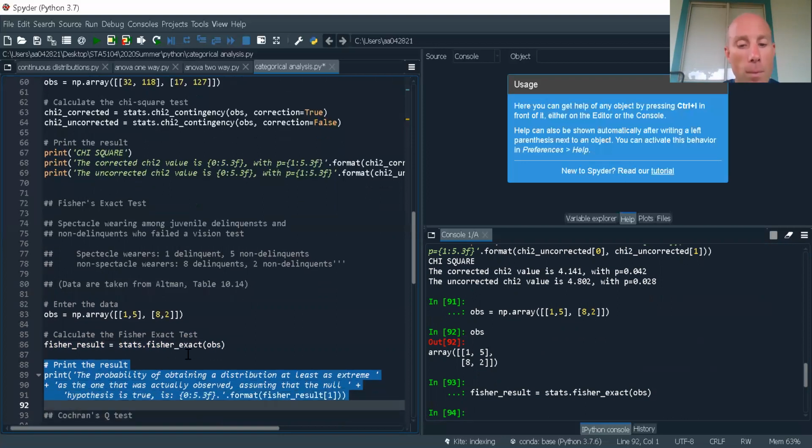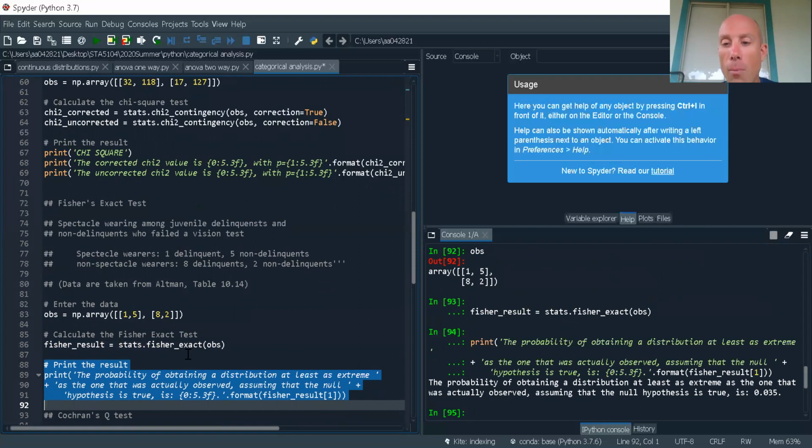All right, so let's go ahead and take a look at the output. The probability of obtaining a distribution at least as extreme as this one that was observed, assuming that the null hypothesis is true, is about 0.04. I just read this off. Remember, if I have a small p-value, I am leaning towards rejecting the null hypothesis. So this is below 0.05, and I'm going to reject the null hypothesis in favor of the alternative.